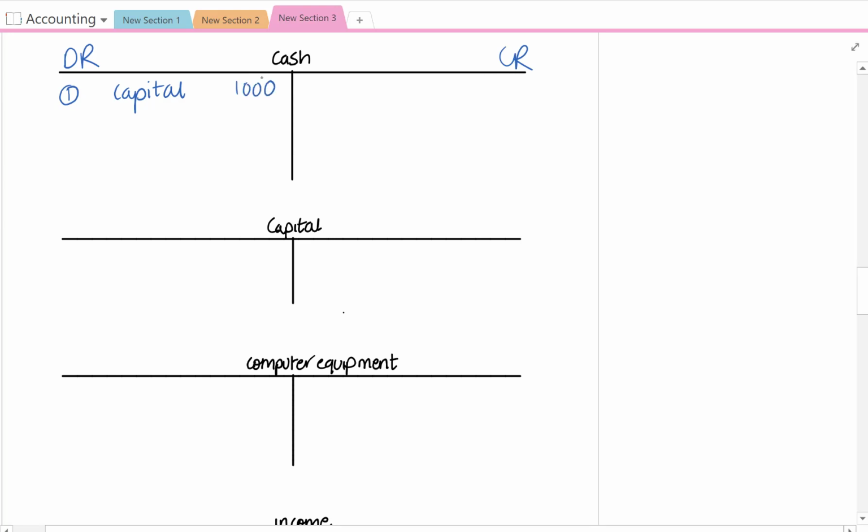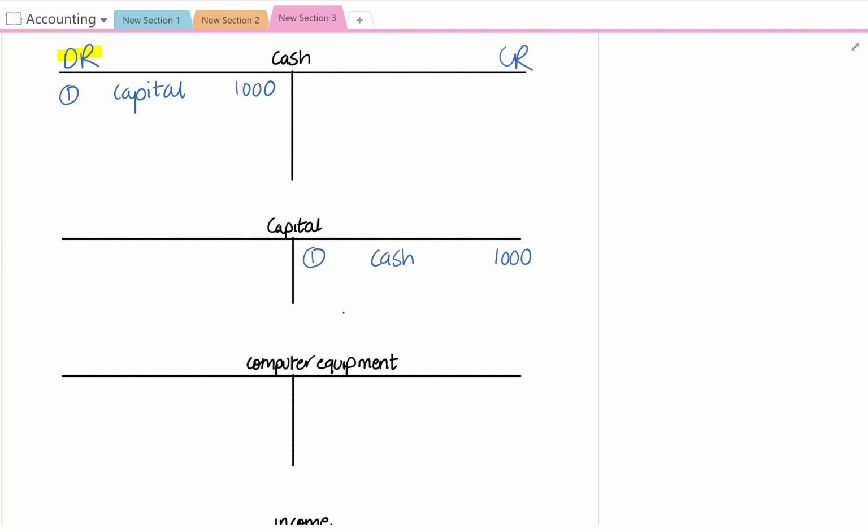£1,000. Now let's not forget that we do need to post the credit side of this transaction. So we've posted the debit to cash. The corresponding credit will now be to capital. Again, I'm going to reference this as transaction 1 because I've not provided a date. My corresponding narrative will be cash. That's where the other side of the entry has been posted. And again, the amount there, 1,000.